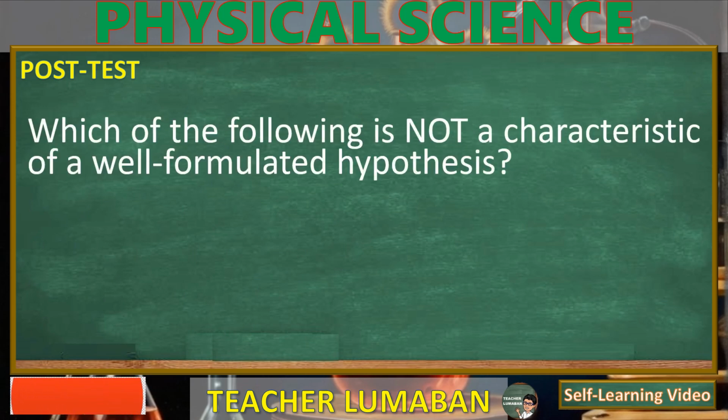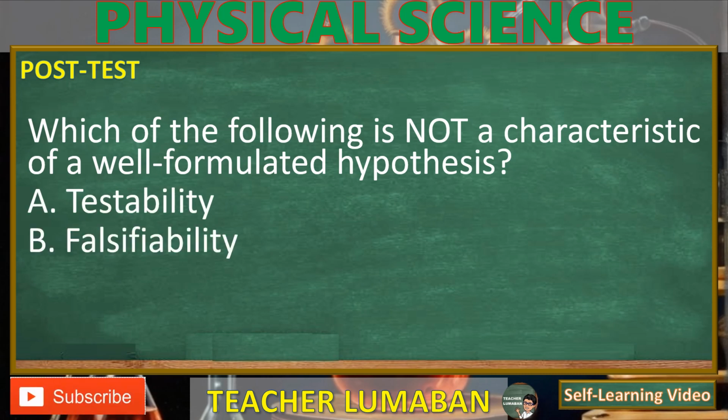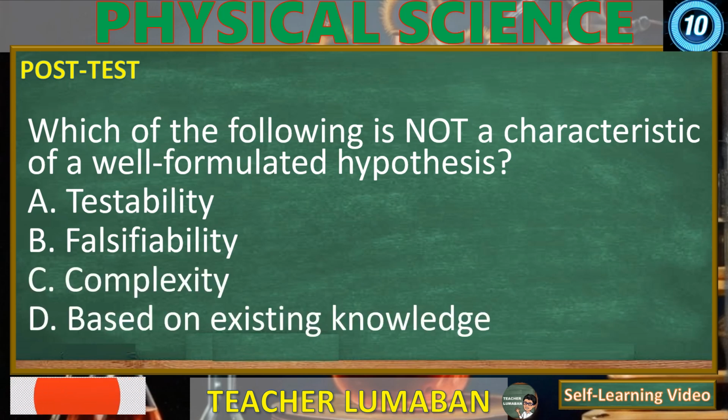Which of the following is not a characteristic of a well-formulated hypothesis? A. Testability. B. Falsifiability. C. Complexity. D. Based on existing knowledge.